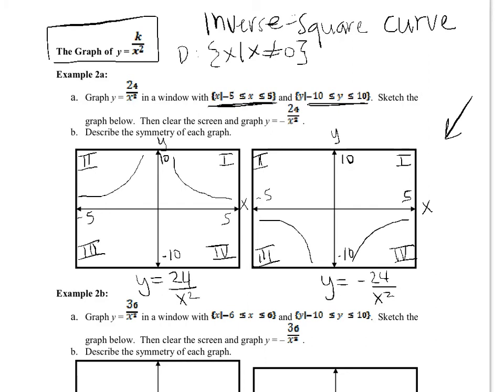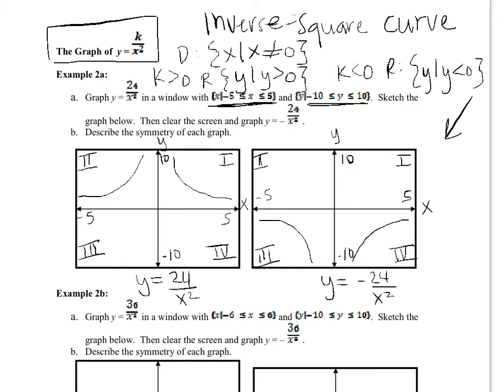When k is positive, so if k is greater than 0, then the range is y such that y is greater than 0. But if k is negative, so k is less than 0, then the range is y such that y is less than 0. So that's a little bit easier to remember.